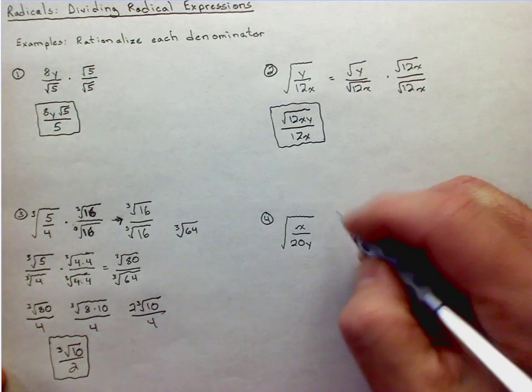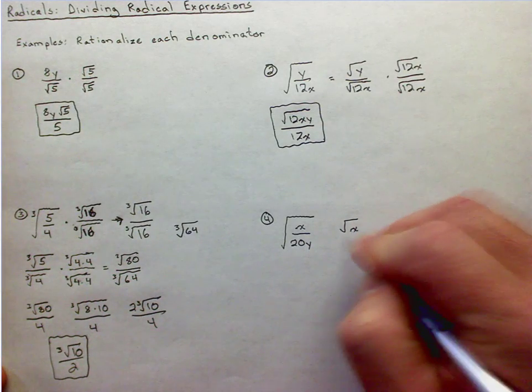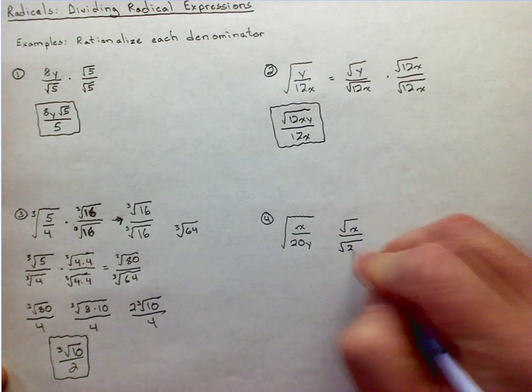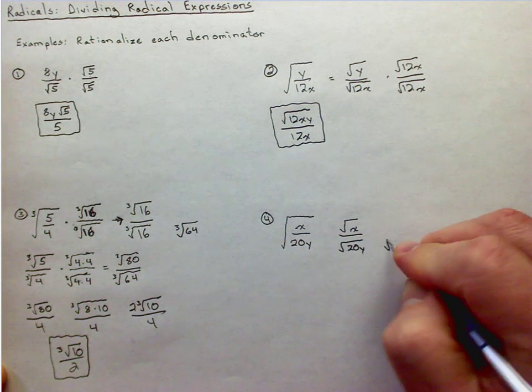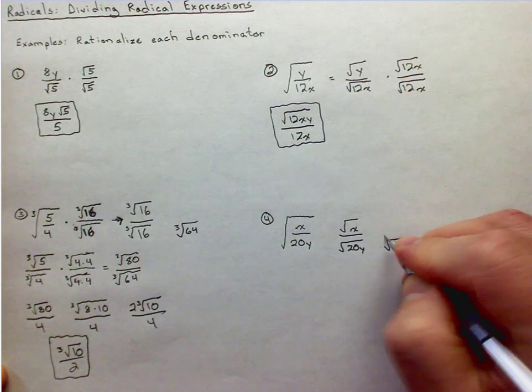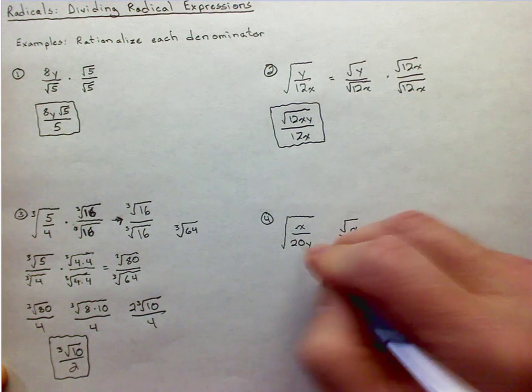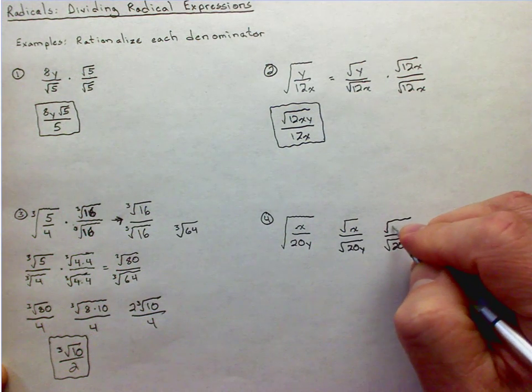Alright, next one. Back to square root. And with these, there are other ways. I could have gone ahead and simplified 20 if I wanted to.